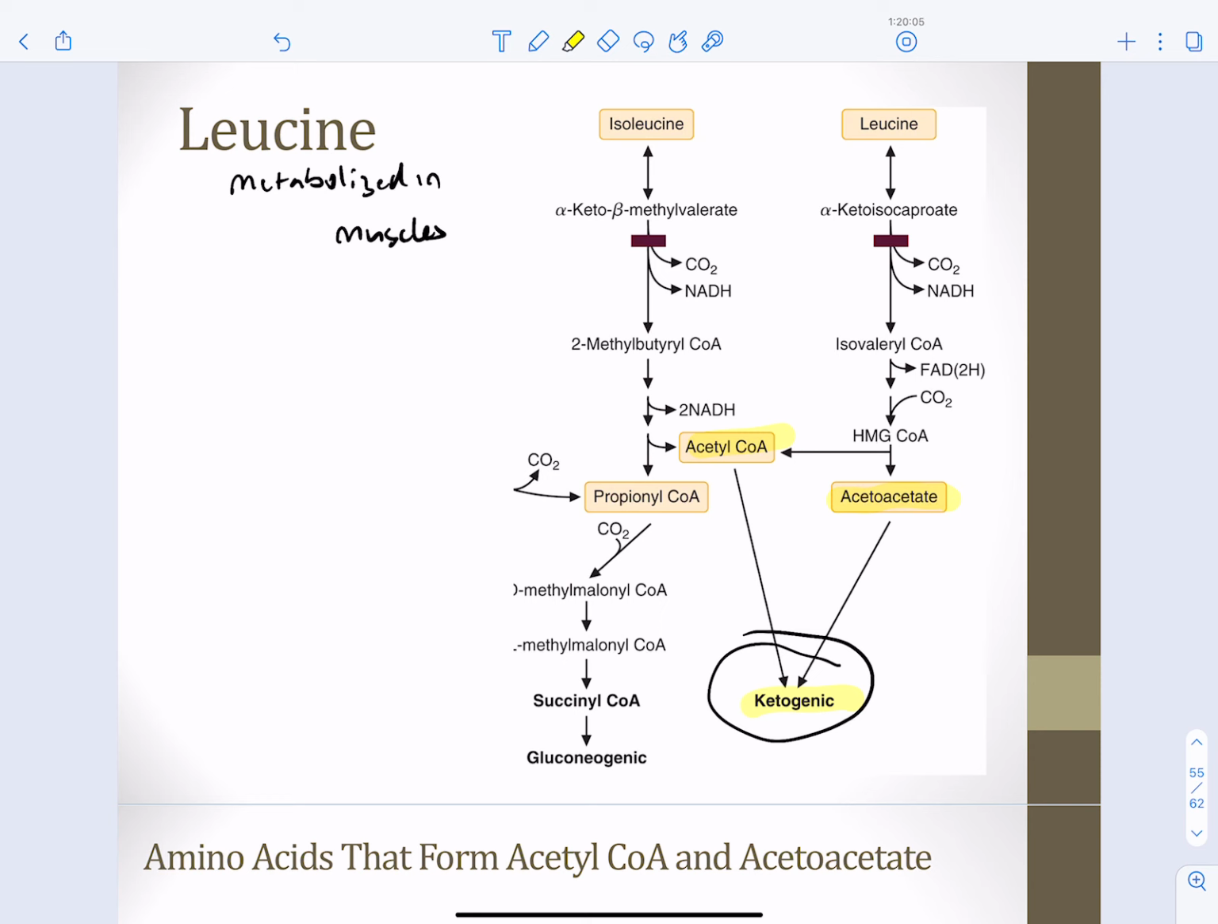So the big story here is the same steps. You have a transamination first. You then have your second step, which is your alpha keto acid dehydrogenase. In this case, with respect to leucine, you also generate FAD, not NADH like isoleucine. So in this respect, it's similar to valine. However, it's only ketogenic.